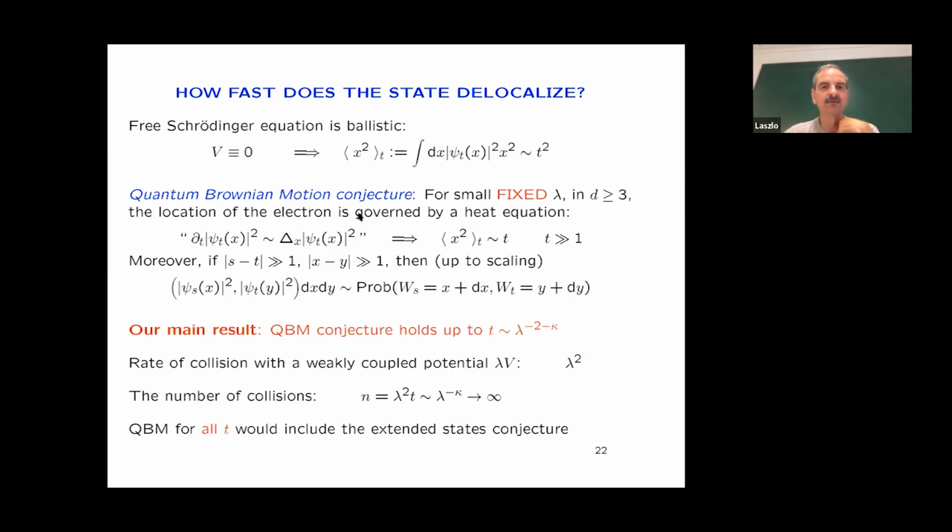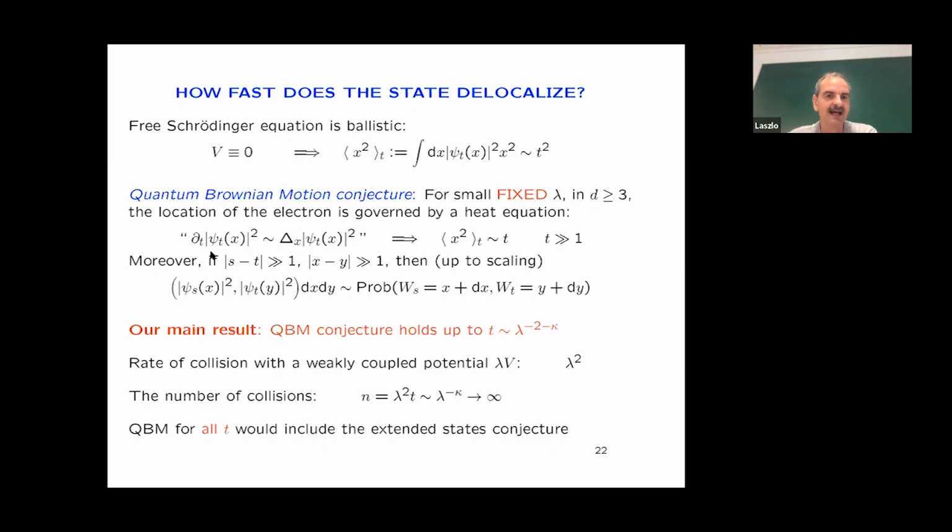And the quantum Brownian motion conjecture is a strengthened, more quantitative, more precise version of the extended states conjecture, so it's even harder than the extended states conjecture. It says that for a fixed lambda, small but fixed lambda, and dimension at least 3, the location of the electron is governed by the heat equation.